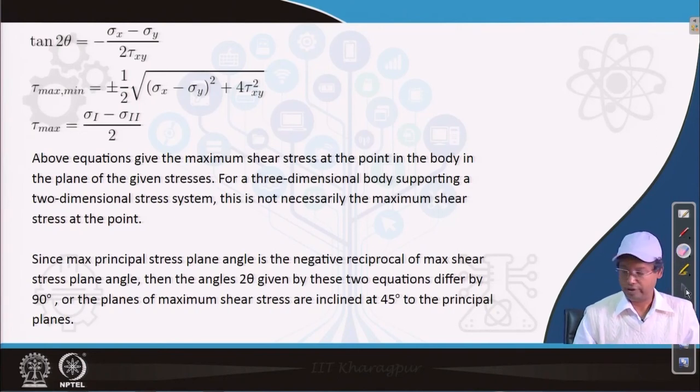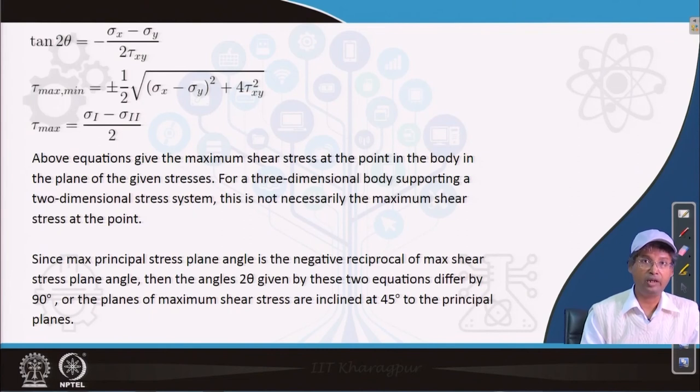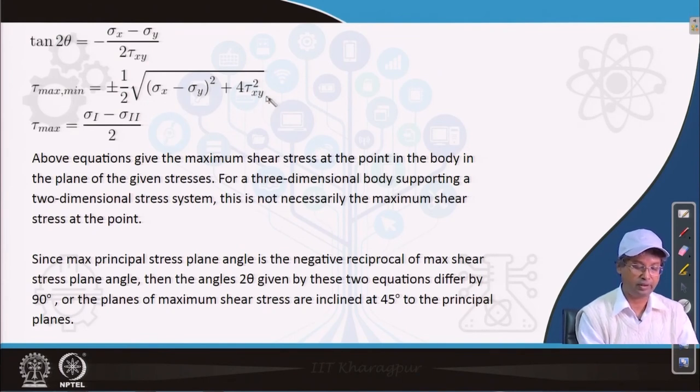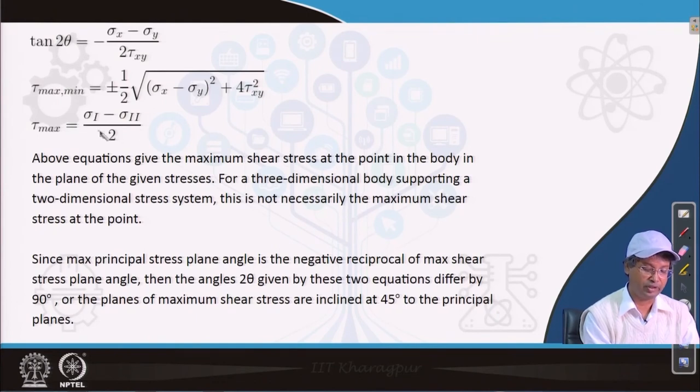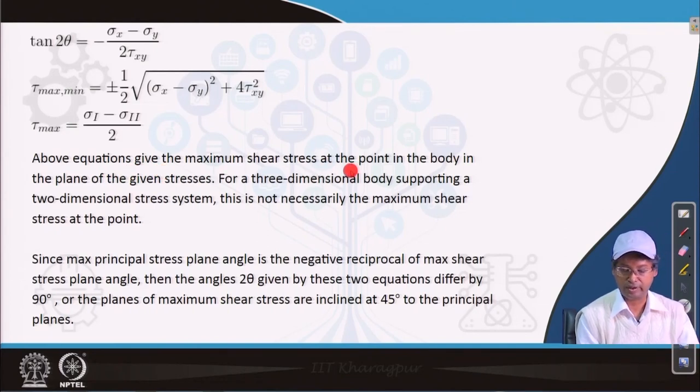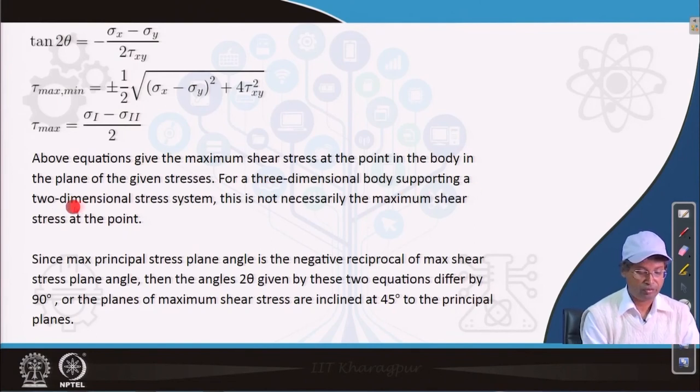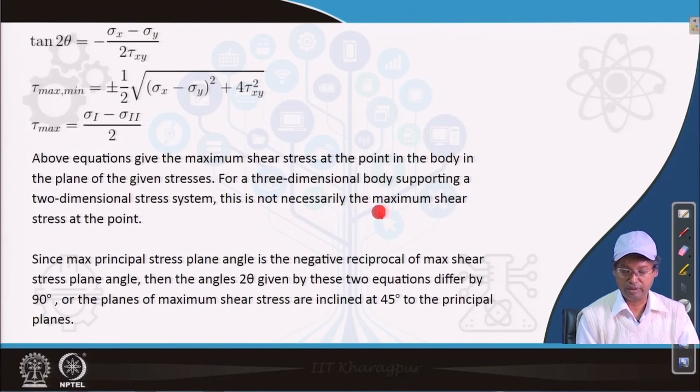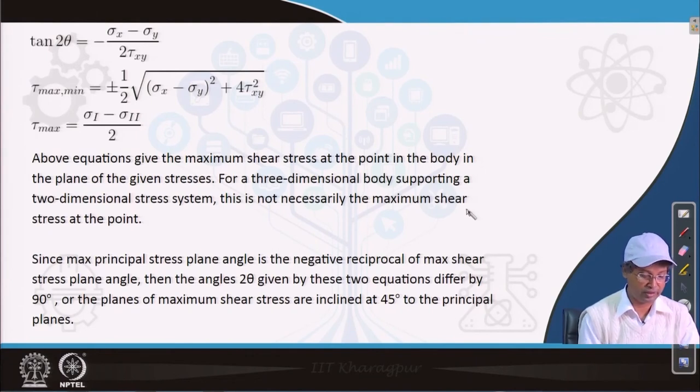Before we go to that interesting problem, which I will discuss partially, I would like to ask you to explore on your own. The tan 2 theta we have put in for the maximum value. If we put these values in the equations given previously, we get that the tau max value is nothing but sigma 1 minus sigma 2 by 2. The above equation gives the maximum shear stress at the point in the body in the plane of the given stresses. For a three-dimensional body supporting a two-dimensional stress system, this is not necessarily the maximum shear stress at that point. That is the reason we are repeatedly saying it is a two-dimensional case we are discussing.